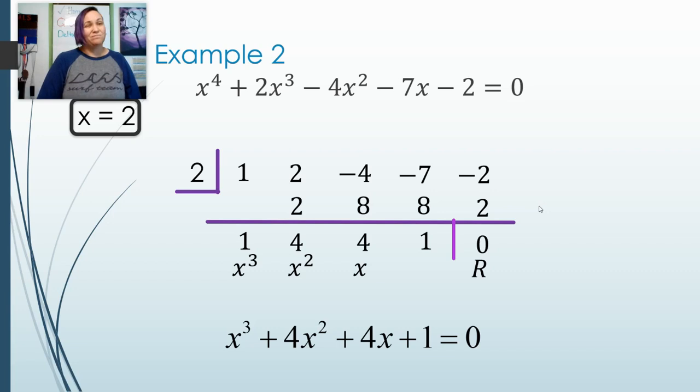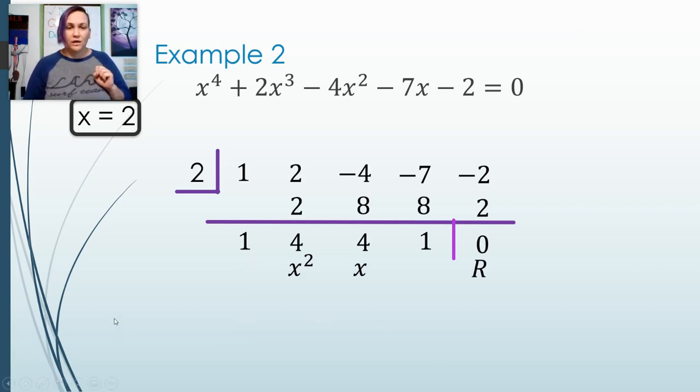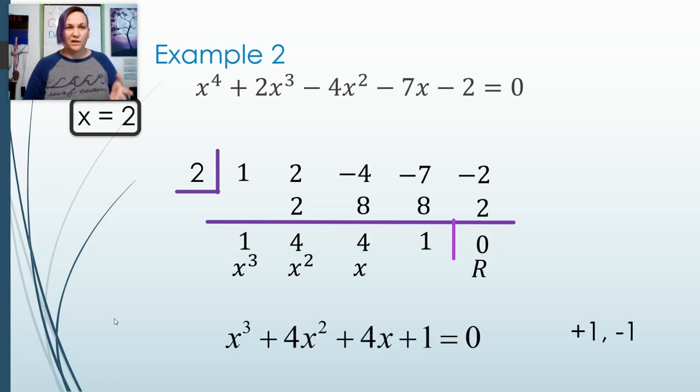Now, unfortunately, this polynomial is not factorable. So I'm going to have to do the calculate and check again. So I'm going to have to plug in some numbers. Now, the possible answers to this new polynomial are different than the possible answers to the original one because I have a new constant. My new constant is 1. So there's really only 2 possible rational answers to this problem, and they are positive 1 or negative 1.